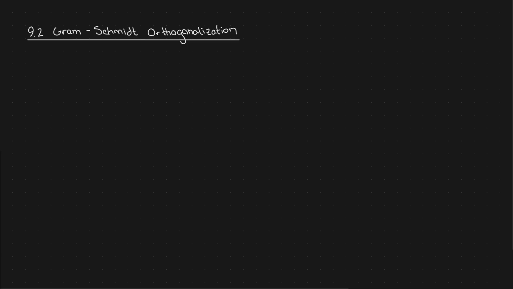In the previous section, we learned about orthogonal bases and how useful they are. One of the things we learned is that we can use an orthogonal basis for a subspace to project a vector onto that subspace. So let's recall this because it's going to be really important for this section.